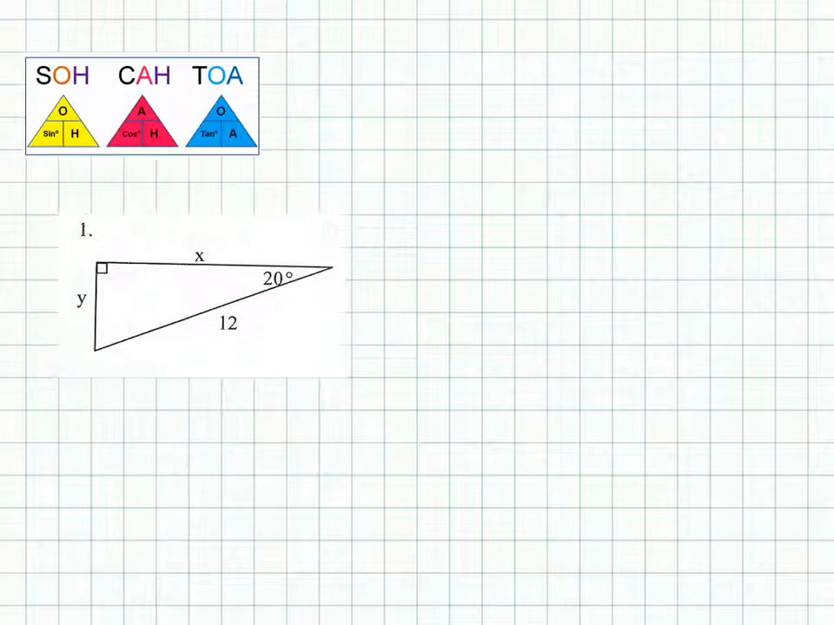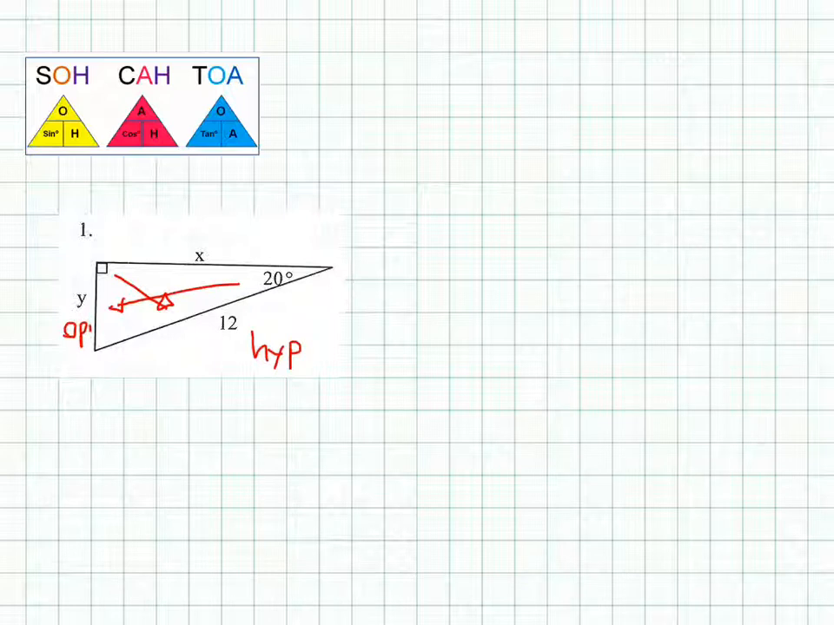So here I have a situation where I need to find two missing sides. Well, before you start anything, like I always say, identify your sides. So here, opposite my right angle has to be, yes, you guessed it, my hypotenuse. And let's start with finding where the opposite is. That's going to be here. So this is my opposite side. And last of all, touching the angle has to be my adjacent side.